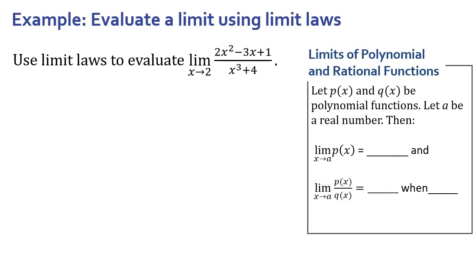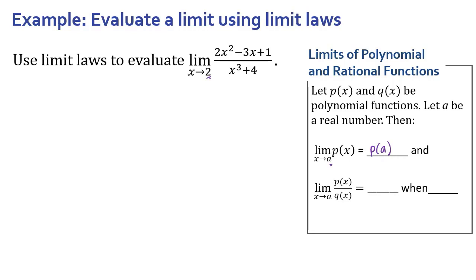So if p of x and q of x are polynomial functions, and a is a real number, then what we can say is, the limit as x approaches a of that polynomial, to find what that value is, you just substitute in that a value into your function. So in this case, we'd substitute the 2 into that polynomial.